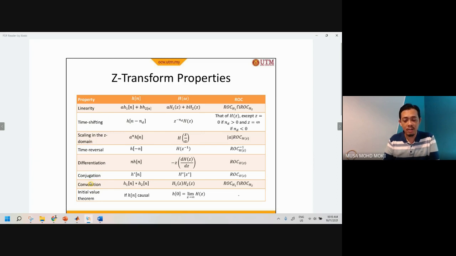In our next chapters and next classes, when analyzing and designing, we need those things. Time reversal, differentiation, conjugation, initial value theorem, that one is a bit, it's quite rare that we're going to use those properties.